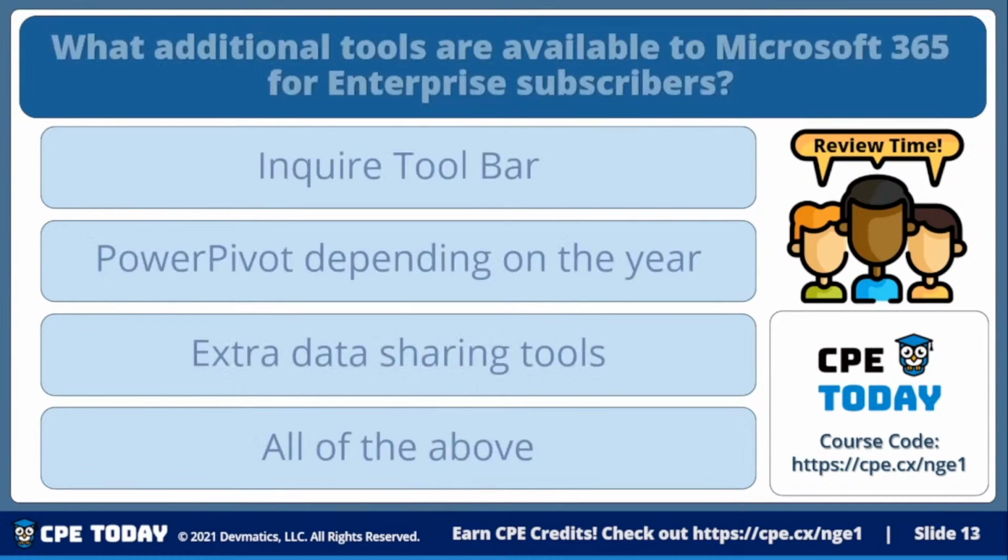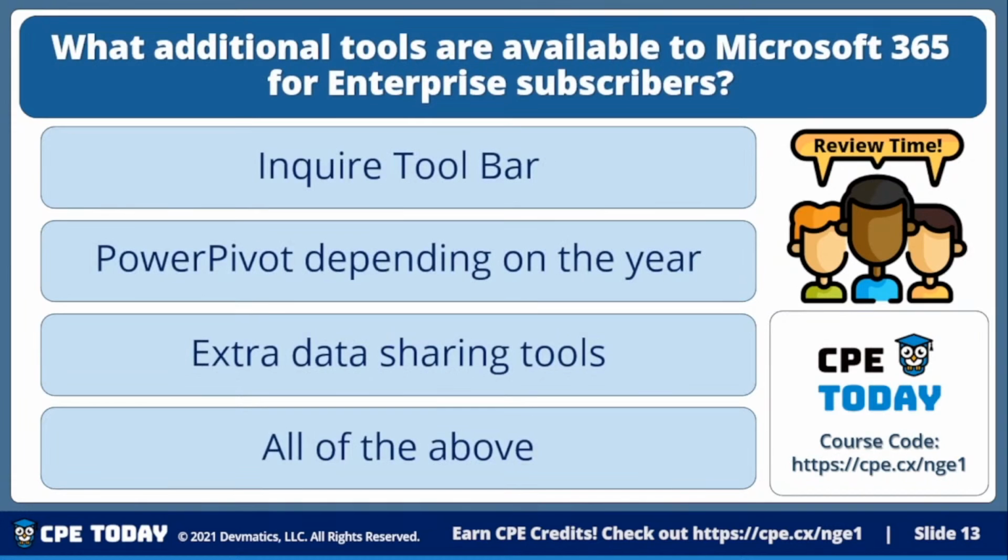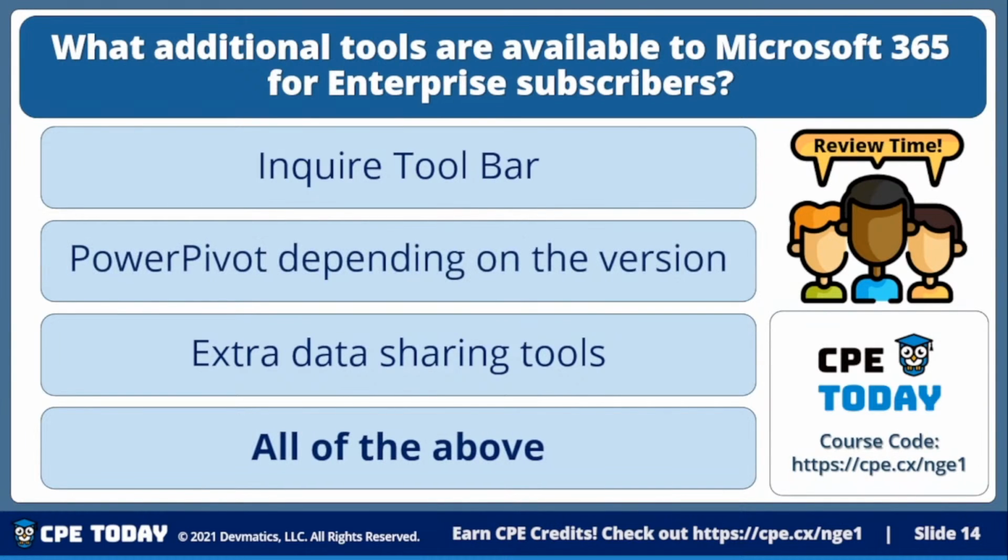Our second review question: what additional tools are available to Microsoft 365 for enterprise subscribers? Is it the Inquire toolbar? You betcha, that is something you get. Power Pivot, depending on the year. Yep, it is now thankfully included in all versions of Microsoft Excel, but previously it was only available to Power users of Excel or enterprise subscribers. Extra data sharing tools. Yep, that is something that we get being an enterprise subscriber. So the correct answer here is all of the above.